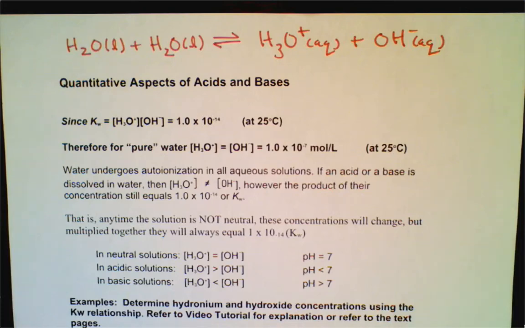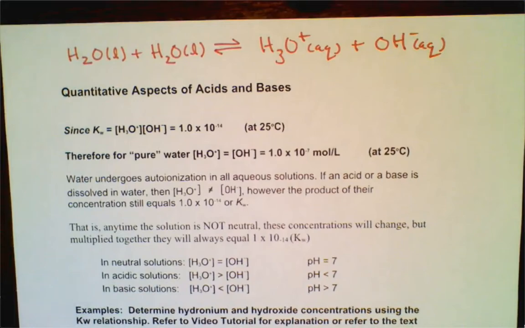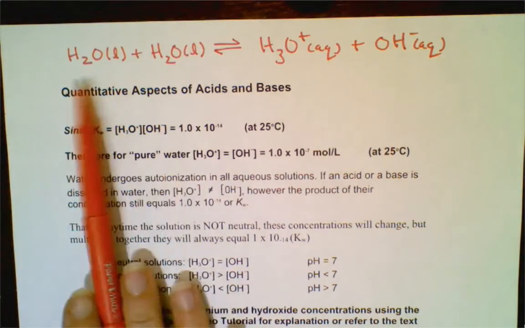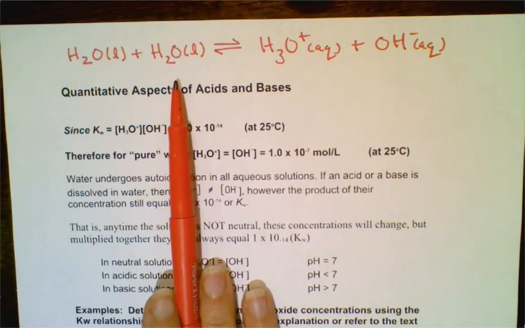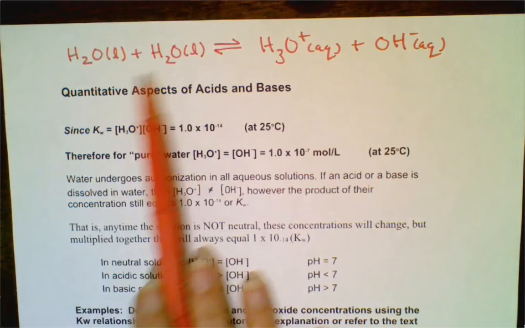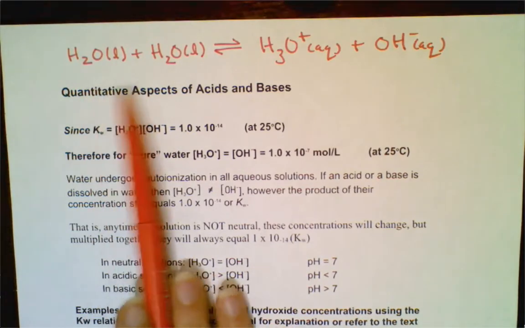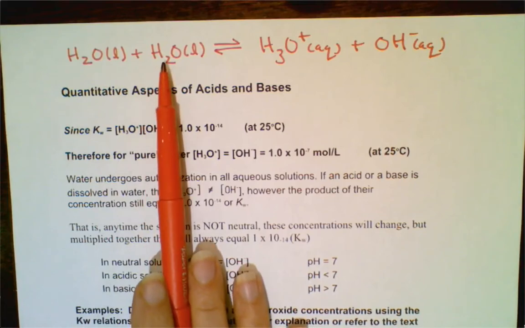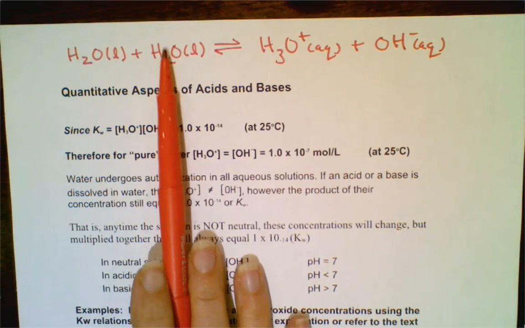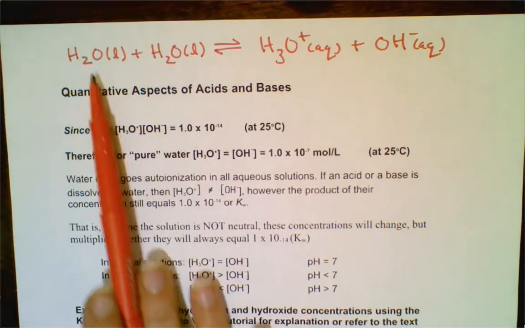Let's talk about the quantitative aspects of acids and bases. Previously, you've learned about the autoionization of water. What that was trying to illustrate is that if you have water molecules together, then out of billions of water molecules, there are going to be collisions between them, and a few will be at the correct orientation and have sufficient energy to cause a proton, meaning a hydrogen ion, to be transferred.